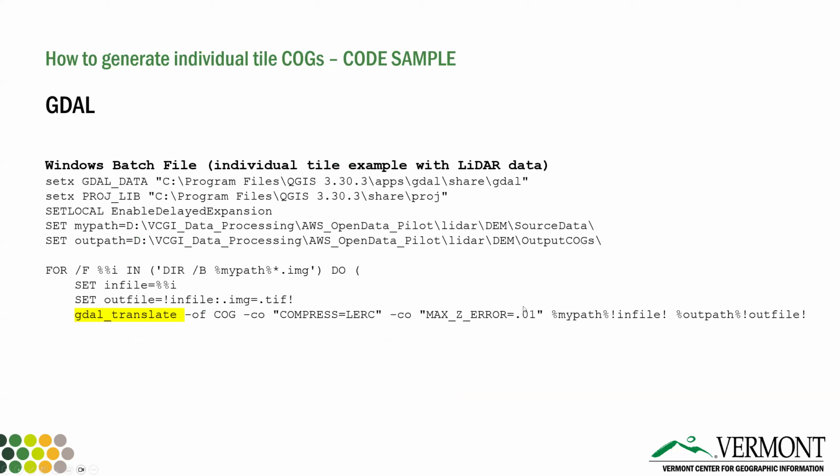Now I'll try to be quick through these slides because there is a lot going on here, but this is just an example of the simple bash script that's used to create a COG. Now this is a tiled COG. You set your environment variables to point to the GDAL library and the projection library, and then your input path and your output path. And it will run through every file, in this case every file with an img suffix, convert it to a TIFF and then use the GDAL translate utility and some creation options to compress it and create the COG. So this one is for tiles.